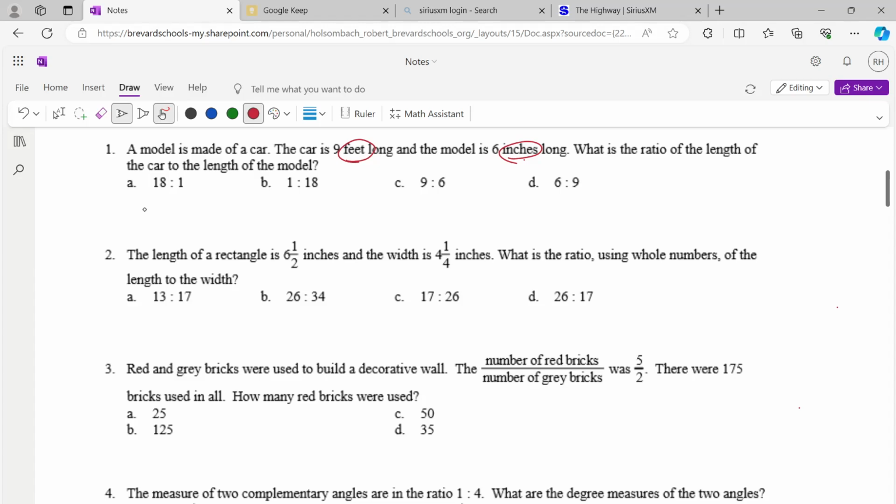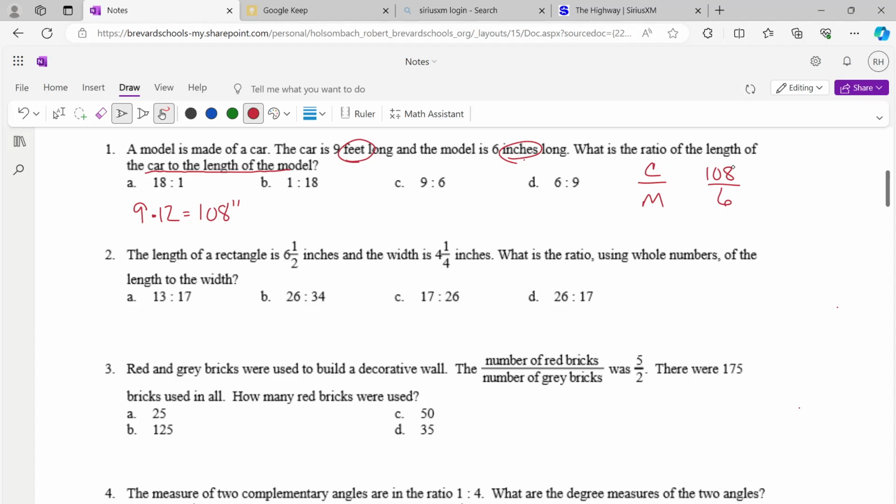we're going to take 9 and multiply it by 12 because there's 12 inches in a foot. So 9 times 12 gives us 108. So, model of the car. The question asks, what is the ratio of the length of car to model? So car to model. Car goes in the numerator. Model goes in the denominator. So our car is 108 inches long, and our model is 6 inches long.